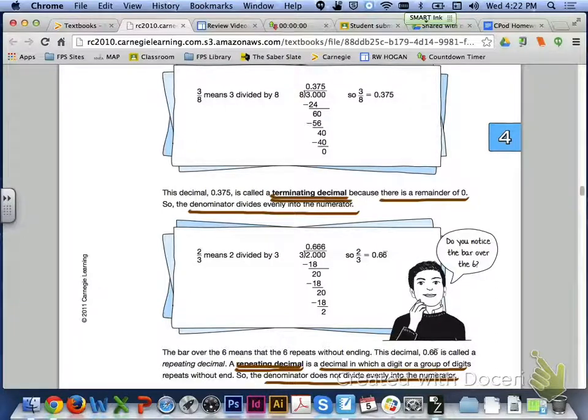If you take a look at the example on the bottom, again, we understand that a fraction means division. 2/3 means 2 divided by 3. With the answer that we come up with for this division problem, 0.666, you can see that there is a bar over the 6, which means that the 6 digit is going to repeat without ending. This decimal, 0.66, is called a repeating decimal. A repeating decimal is a decimal in which a digit or a group of digits is going to repeat without end. The denominator is not going to divide evenly into the numerator.